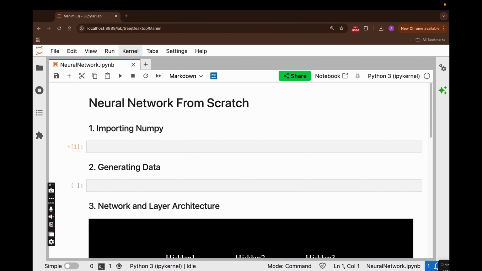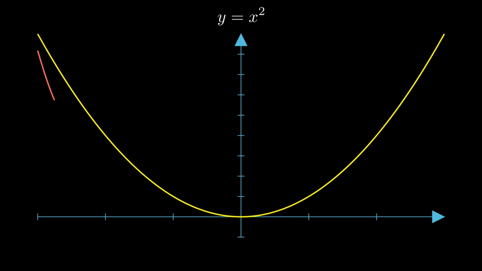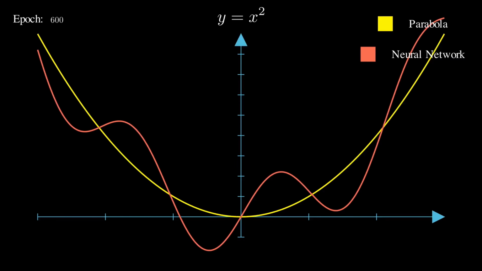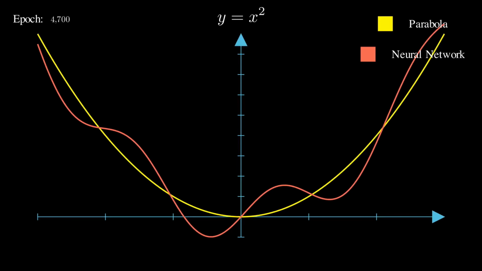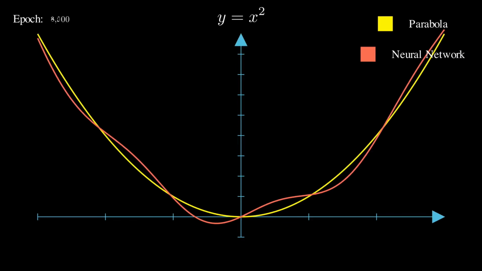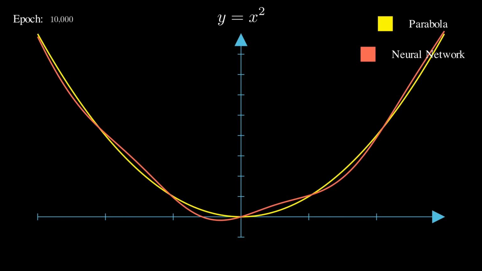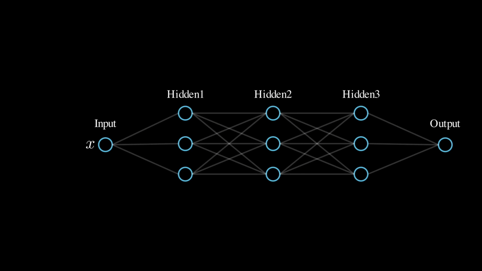All right, everyone. Today we're going to be beginning our series on making a neural network from scratch with just a Jupyter notebook, some Python, and some NumPy. Our goal by the end of this series will be to solve a simple regression problem of fitting a curve to a parabola. We will construct a very simple neural network with 3 hidden layers, 1 input, and 1 output.